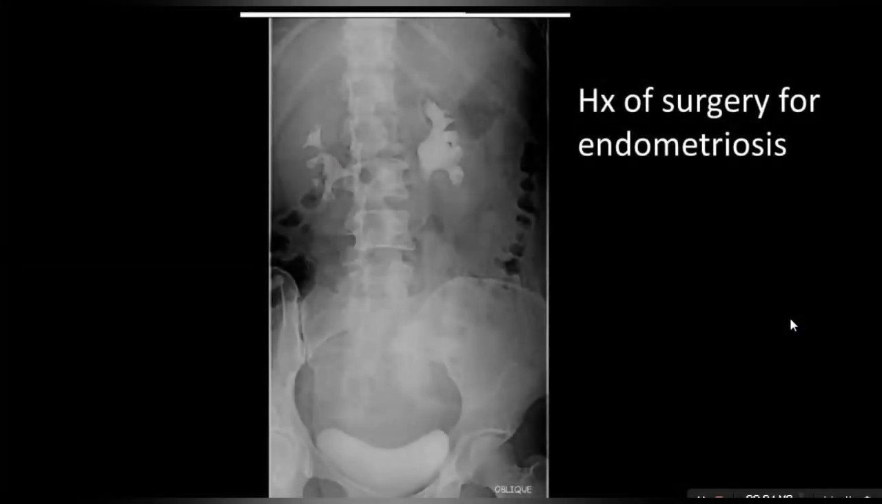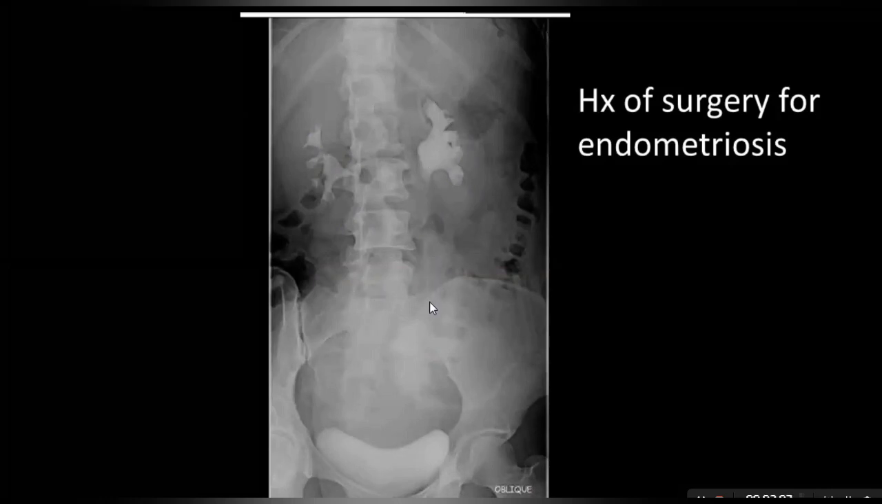The spot film taken from IVU examination, in which you see that the right-sided pelvic ileal system looks normal, there is no hydronephrosis, etc. And then on the left side, you see mild hydronephrosis of the left pelvic ileal system. The left ureter is outlined with contrast, and here at the level of distal ureter, you find some pooling of contrast, which is extending towards the left side.